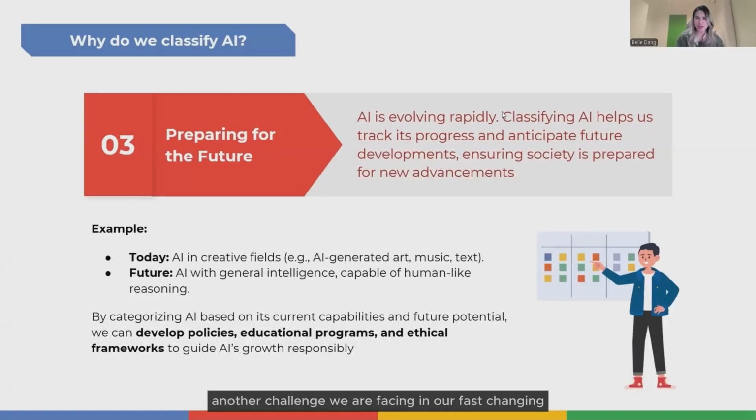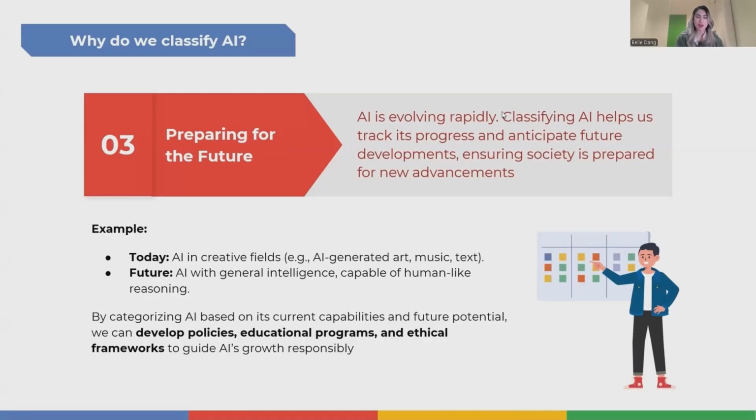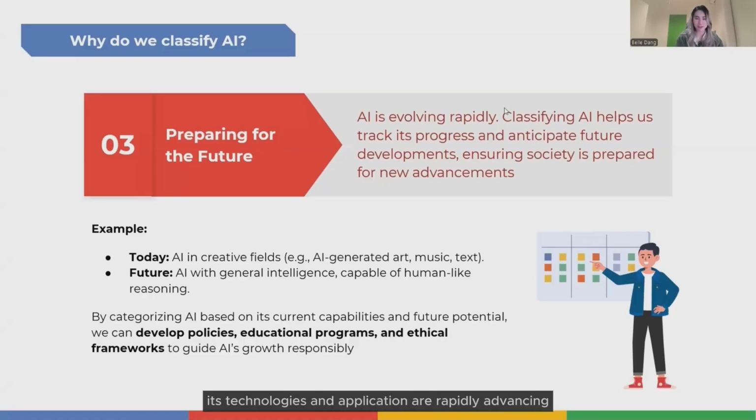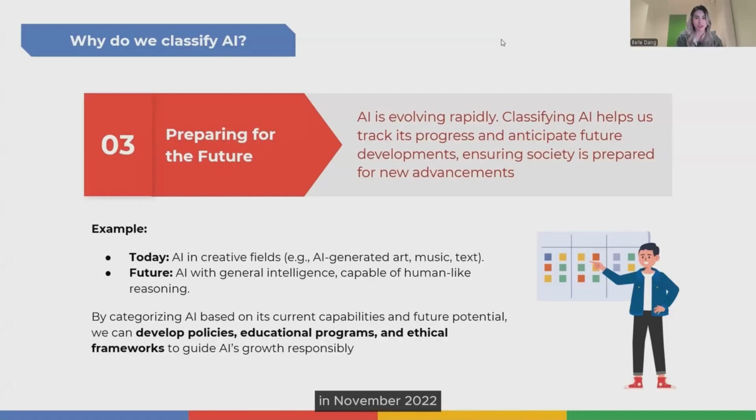Another challenge we are facing in our fast-changing world is keeping pace with AI revolutions. AI isn't static; its technologies and applications are rapidly advancing. And if you're aware of the statistics, ChatGPT acquired over 1 million users in just 5 days after launching in November 2022. Comparing it, it took Instagram approximately 2.5 months to reach 1 million downloads, and Netflix had to wait around 3.5 years to reach 1 million users.